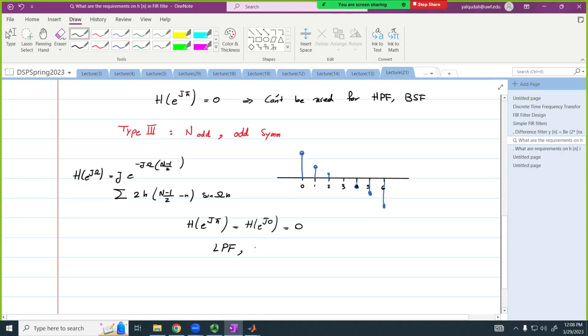No. High pass filter? No. Band stop filter? No. So it can't be used. So only band pass. Cannot. Let's emphasize it.